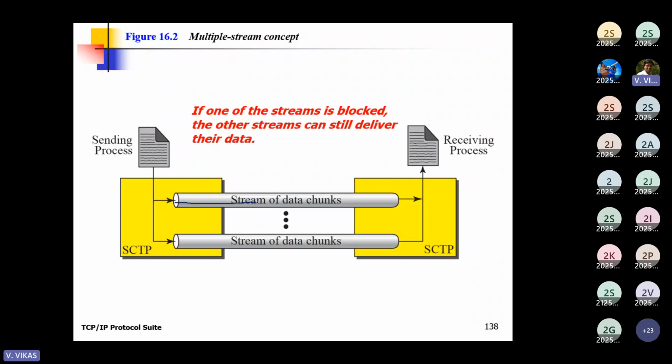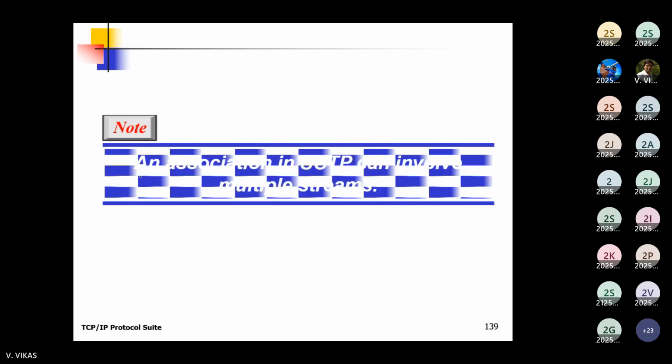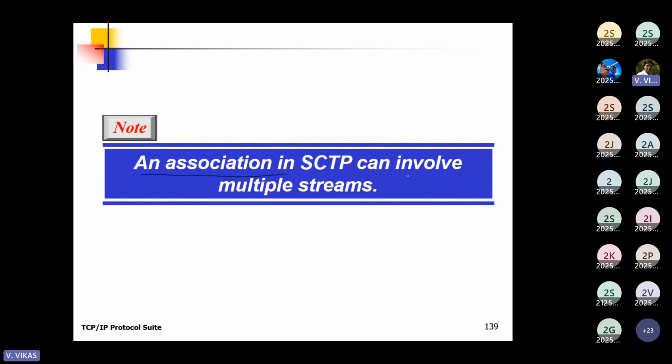Multiple stream concept means you can see here this is one stream, this is a second stream, a third stream, and like that multiple streams can be there in SCTP. Why do we want multiple streams? Let us say one of the streams got blocked or has some issue, I will be able to use alternate streams. Whatever information I have, I send on multiple streams in SCTP. We have an association, the same as a connection in TCP. An association can involve multiple streams.